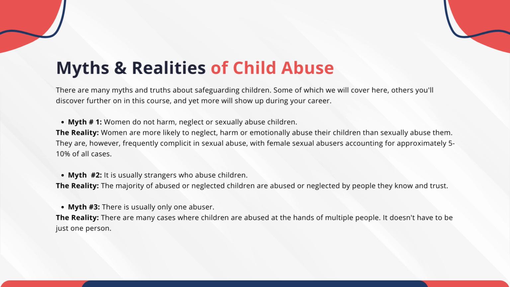Myth 2. It is usually strangers who abuse children. The reality: the majority of abused or neglected children are abused or neglected by people they know and trust. Myth 3. There is usually only one abuser. The reality: there are many cases where children are abused at the hands of multiple people. It doesn't have to be just one person.